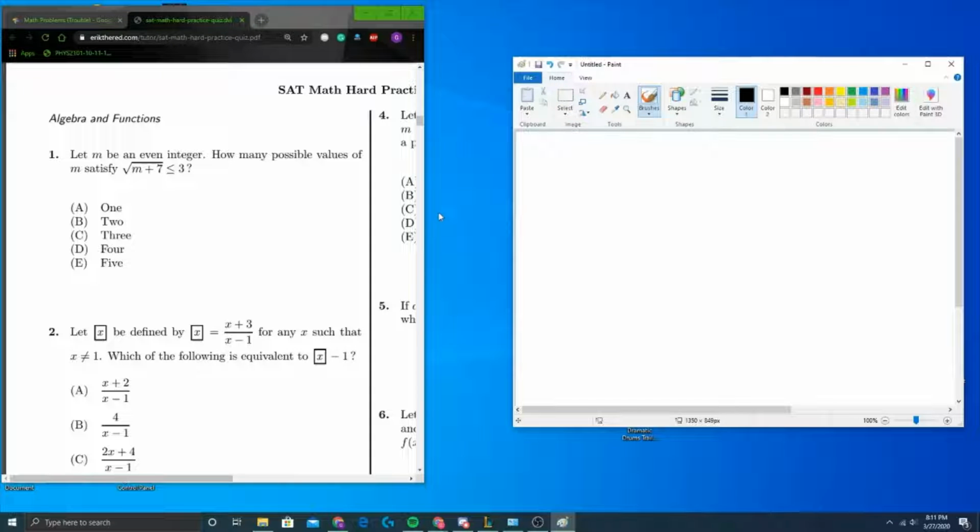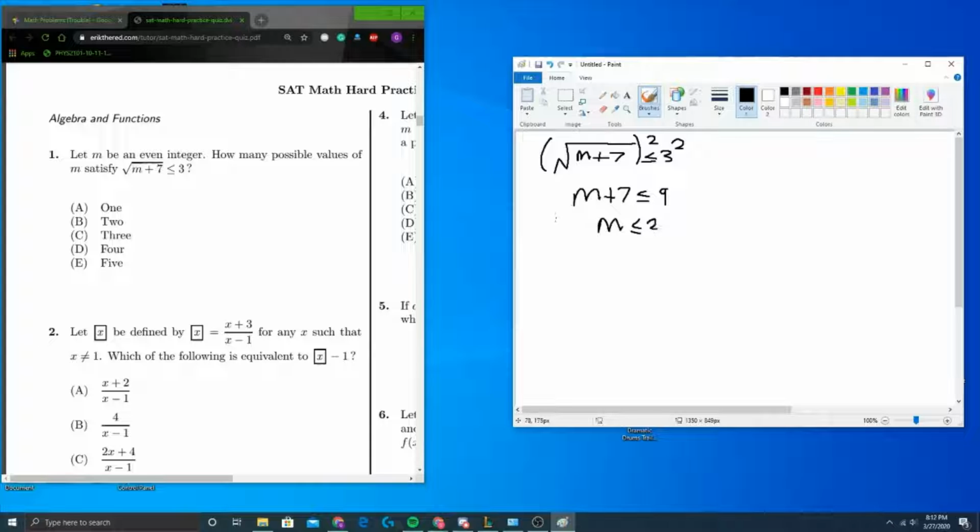Let m be an even integer. How many possible values of m satisfy the square root of m plus 7 is less than or equal to 3? So I'm seeing that we could probably solve for m on the left side, and then we could get our following range. So we have square root of m plus 7 is less than or equal to 3. We could square both sides. We'll get m plus 7 less than or equal to 9. Then we'll get m is less than or equal to 2.